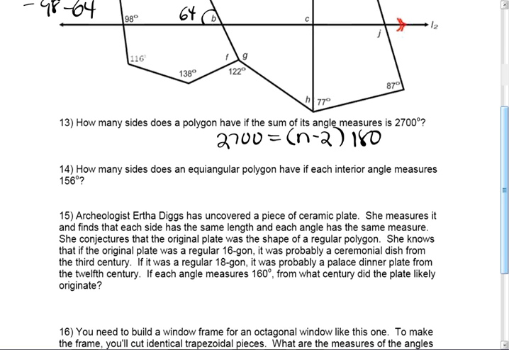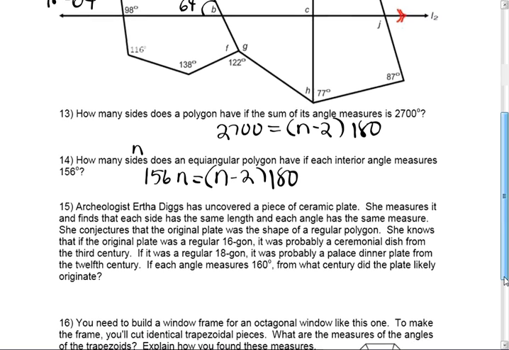How many sides does an equiangular polygon have if each interior angle measures 156? I can't do this without work. I don't know how many sides. Call it n. So I have 156 degrees per angle, so that's times n. That's one way to get the sum of the interior angles. And the other way is n minus 2 times 180. Solve for n. I can't do that in my head. So if you have answer only, it's wrong. Is that clear? It means you open up the answer key and you just wrote it down.